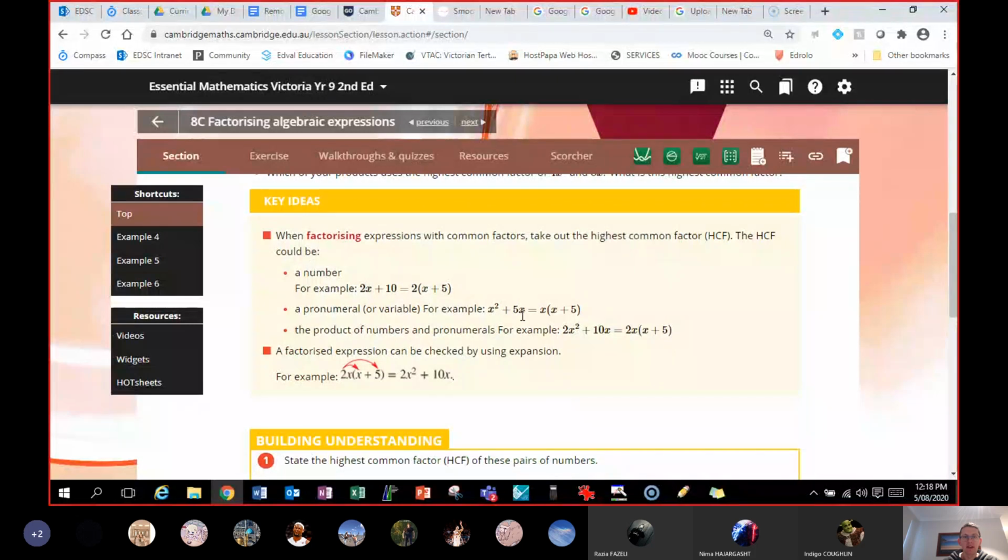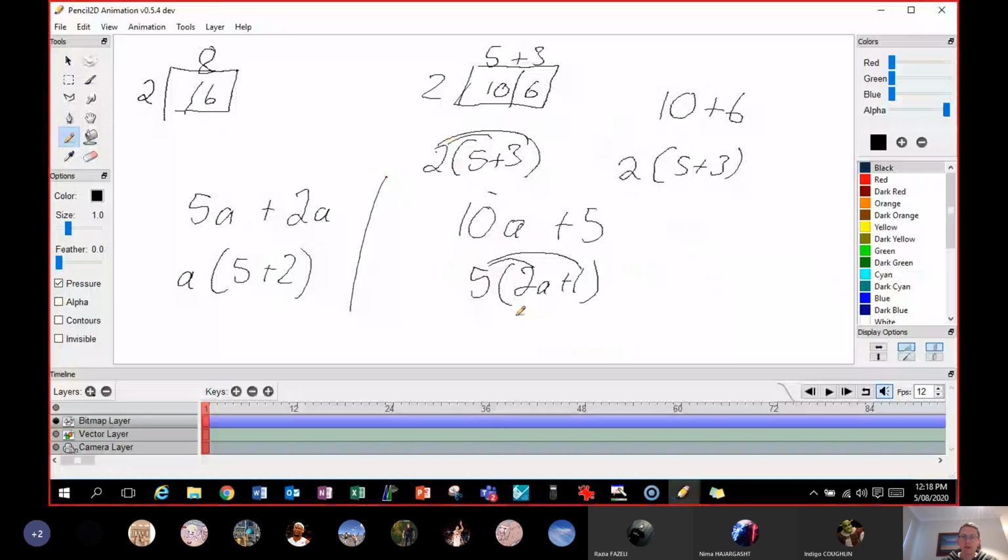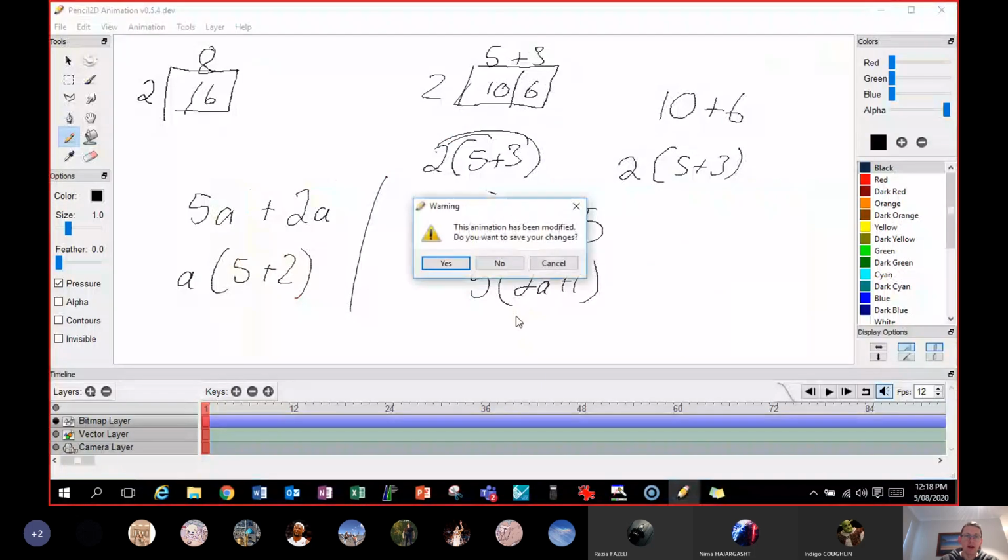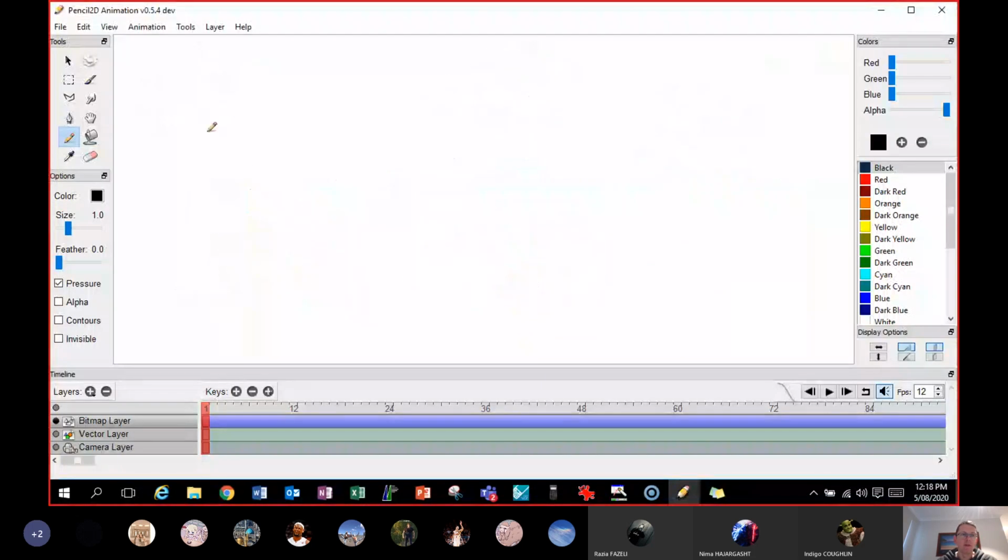Here I've got x squared plus 5x. That's a good one as well. So let me do a few x squareds and so on. If you've got, for example, 5x squared plus 2x, I can't take out any common number, but I can take out an x, and that's going to leave me with 5x plus 2.